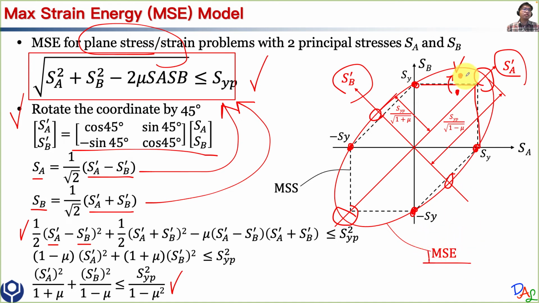But when we are using the maximum strain energy model, it's okay. It's still within the ellipse. So from here, you can tell the maximum shear stress model is more conservative. And the maximum strain energy model is less conservative. You can take the risk. You can become more aggressive. Okay, so it really depends on whether you want to be conservative or not in order to pick up the right model for you.